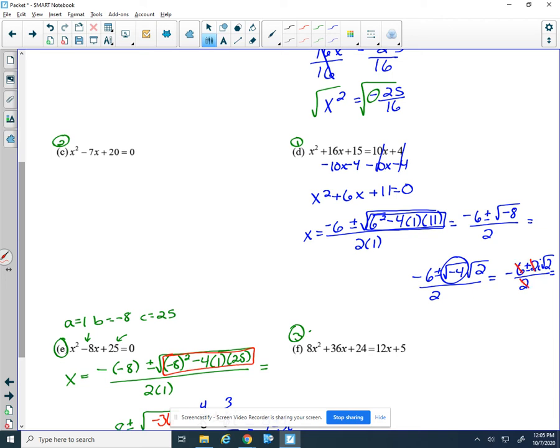So I get negative 3 plus or minus 1i radical 2 over 1. Now to simplify that, I don't need this divided by 1 or the 1. So in order to have this in a plus bi form, we want negative 3 plus or minus radical 2i.